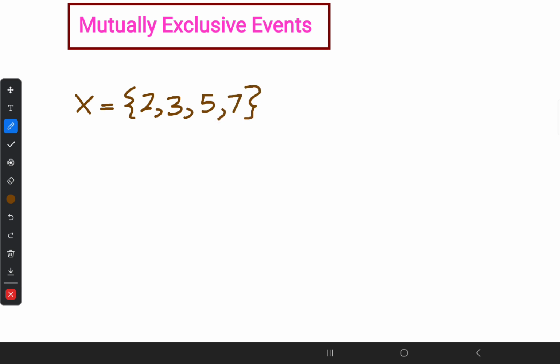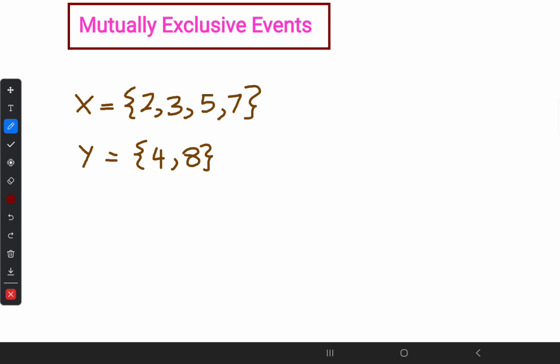And thereafter the next set Y, multiples of 4 between 1 and 10. So 4 and 8. First, I defined set X as prime numbers between 1 and 10, and in the second case, multiples of 4 between 1 and 10.